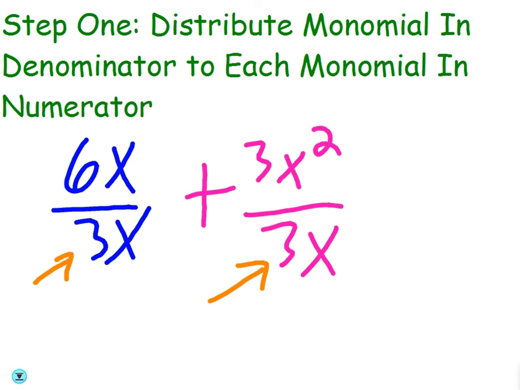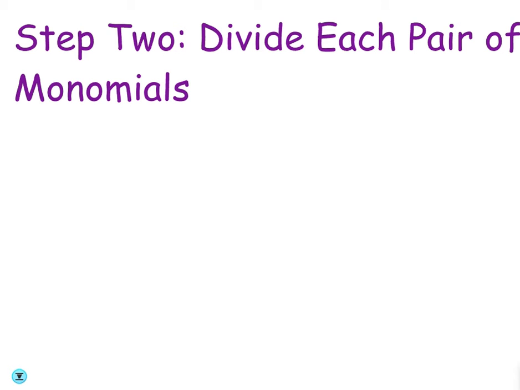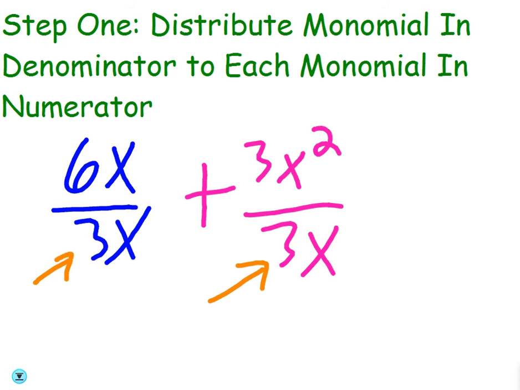Okay? And then step 2, you're just going to divide them out. Divide each pair. So at this point, you should have however many terms you had on top, that many terms now. So if you had 5 terms on top, we'd have 5 division problems.